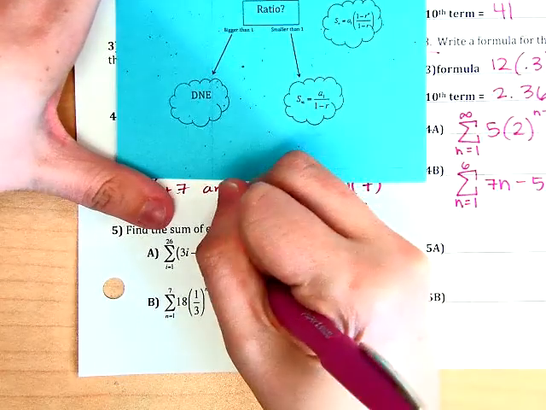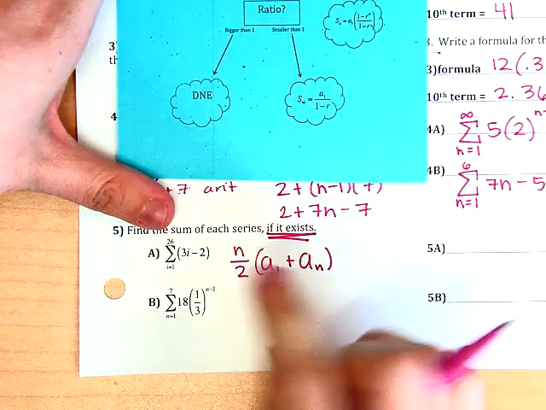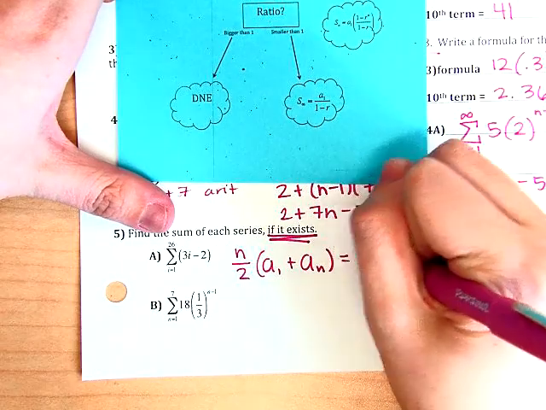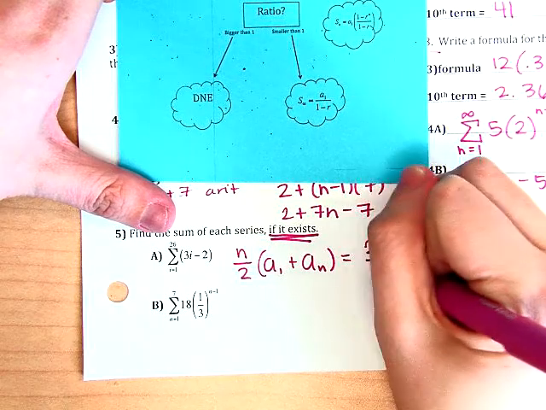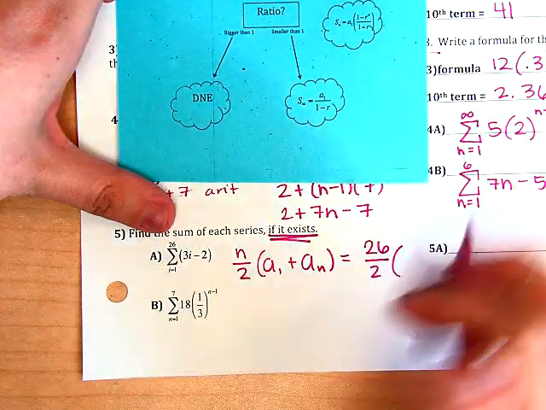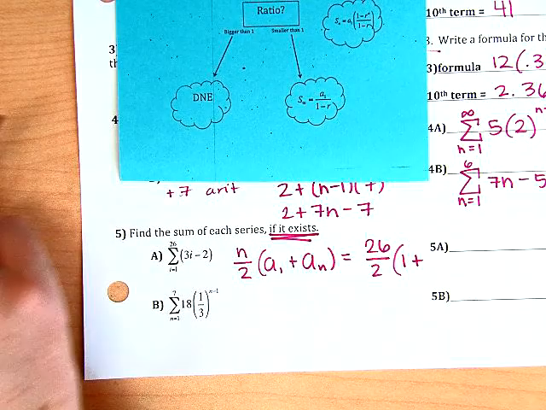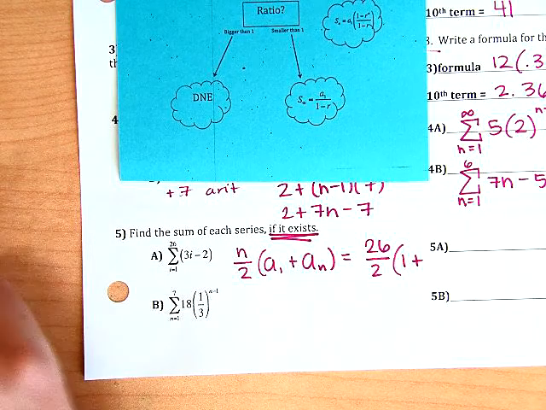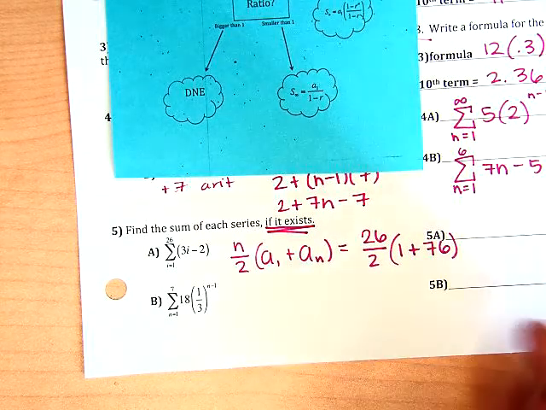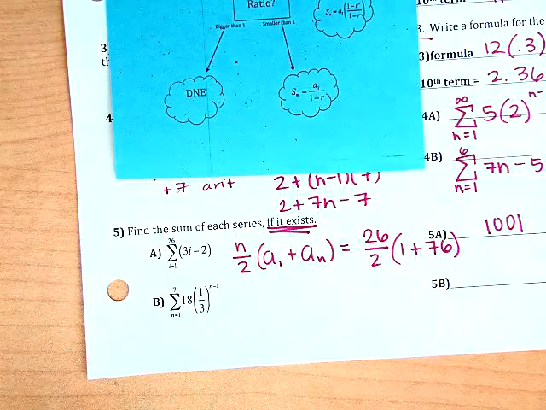So if I'm looking at arithmetic, go to this formula. My sum formula is n over 2, a1 plus an. That's what it is for arithmetic always. In this case, n is 26, I'm adding up 1 through 26, so 26 over 2. My first term, if I plug in 1, 3 minus 2 gives me 1, plus my last term, when I plug in 26, 3 times 26 minus 2 gives me 76. So then when I plug that into my calculator, my sum I should get is 1,001.